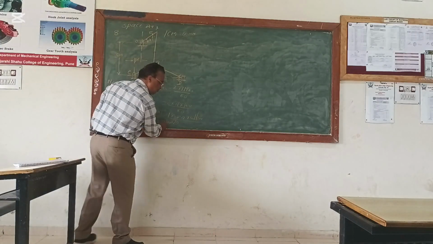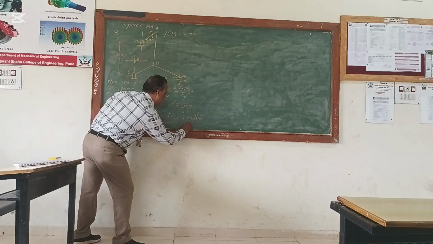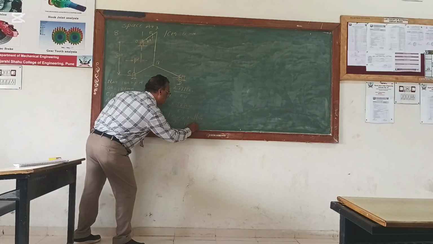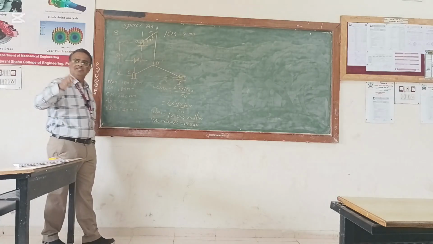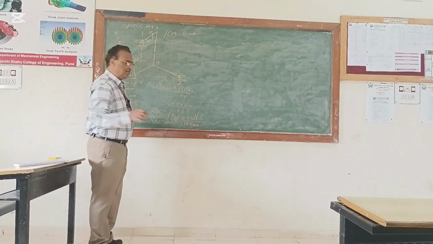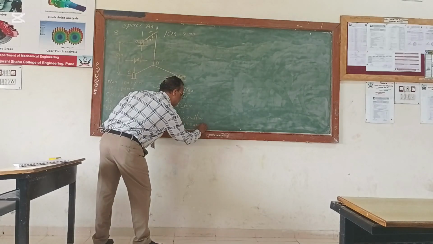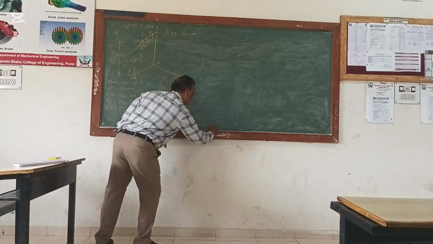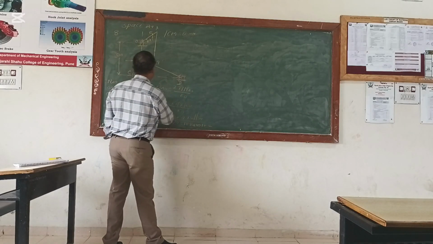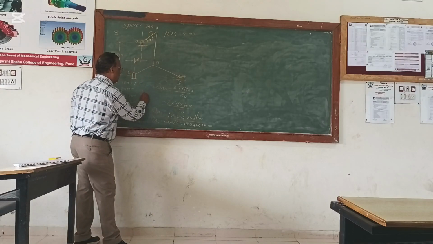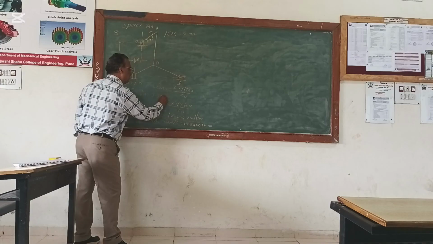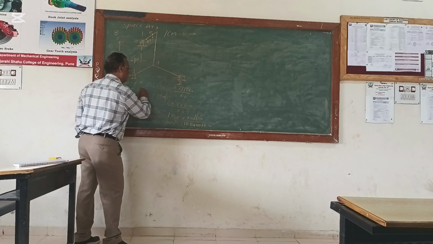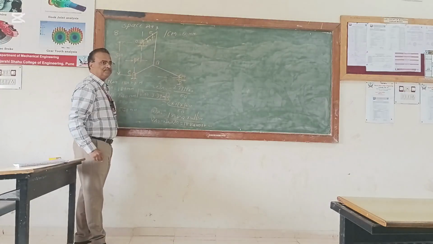So omega of AO is 18.84 multiplied by AO length, which is 180 mm, meaning in meter it is 0.18. So how much? We are getting velocity of AO equal to 3.39 meter per second.